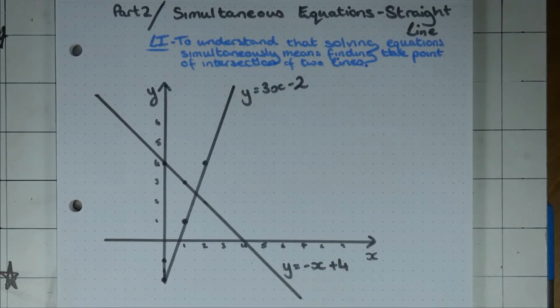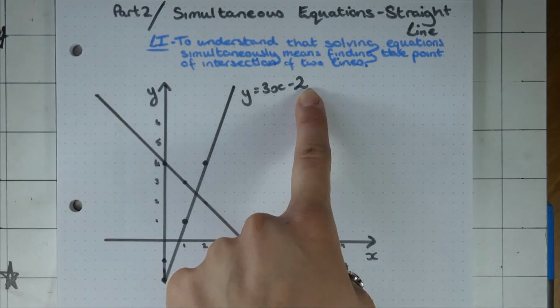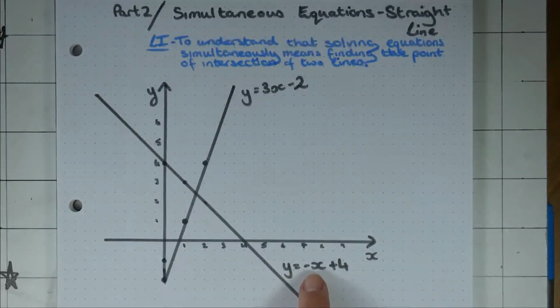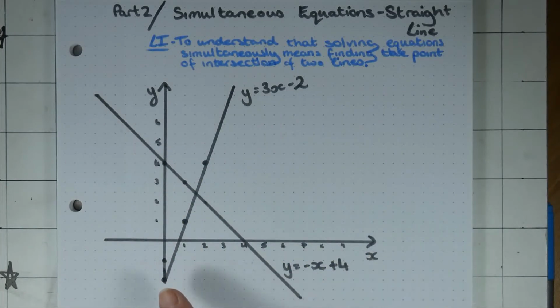So part 2 of simultaneous equations is actually realising what it is we're trying to find. So we have two equations, both for straight lines. One is y equals 3x take away 2, and the second is y equals negative x plus 4. Now our learning intention for today is to understand that solving these two equations to find x and y means finding the point of intersection of two lines.